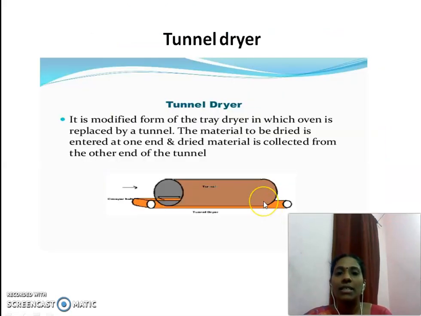Next one is the tunnel dryer. This is the modified form of the tray dryer in which the oven is replaced by a tunnel. The material to be dried enters at one end, and the dried material is collected from the other end of the tunnel.